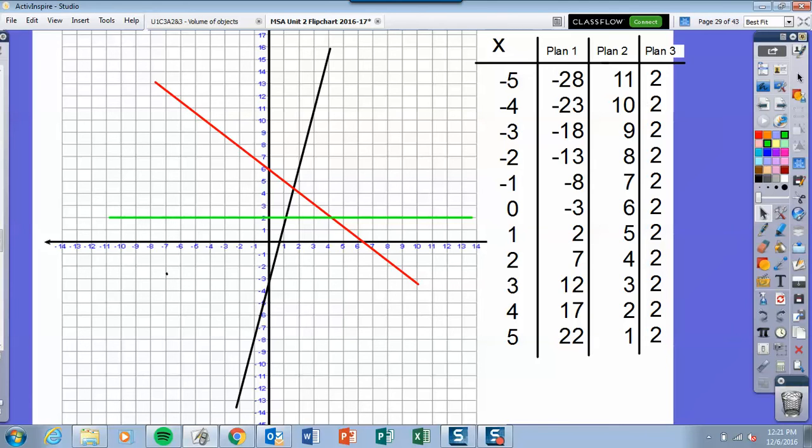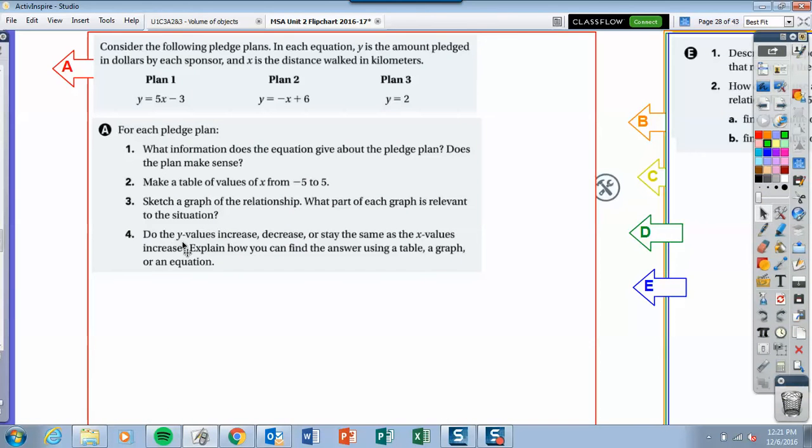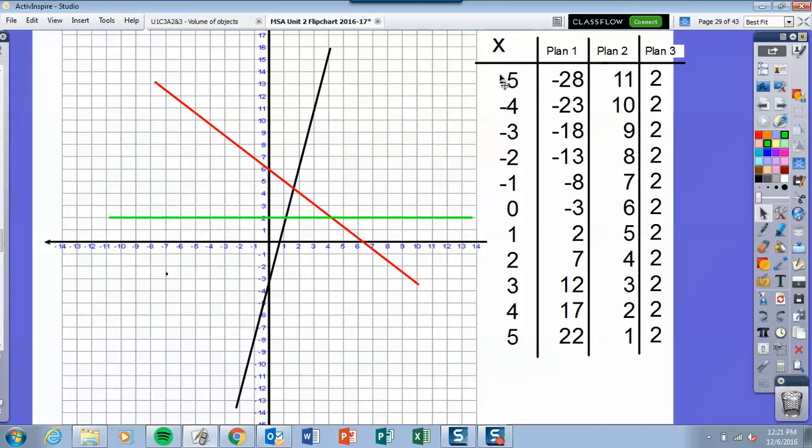A4 is asking, do the y values increase, decrease, or stay the same as the x values increase? If I look at my table, as my x values are increased, we're going this direction. My y values are also increasing in plan 1. As my x values are increasing, what's happening to my y values in plan 2? Well, they're decreasing. And in plan 3, my y values are staying the exact same.